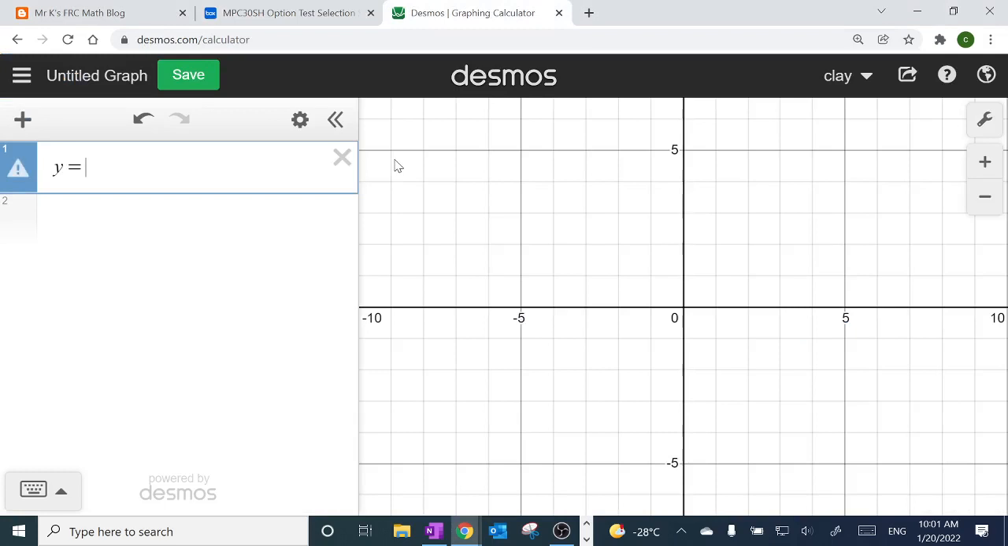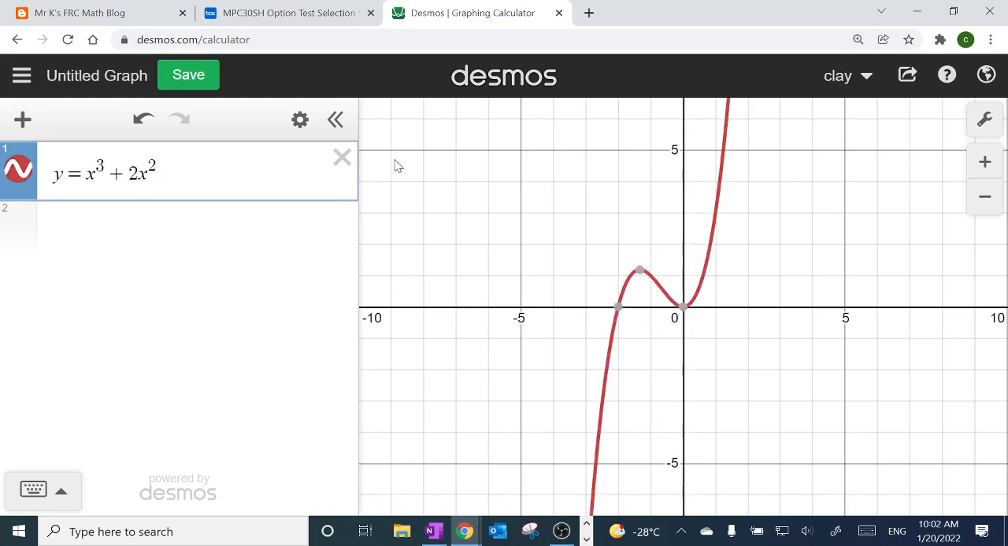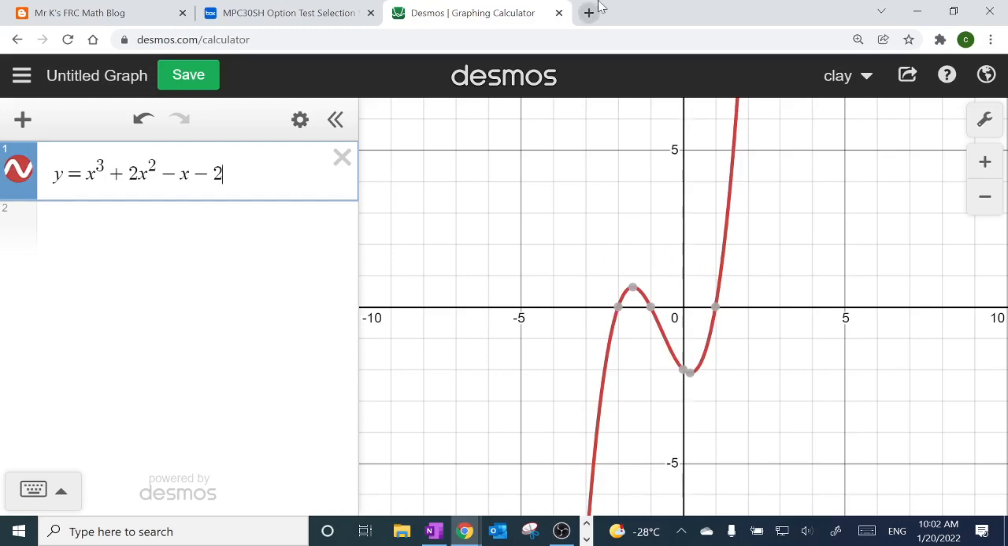So y equals, what was it again? It was x cubed. Was it minus 2x? Plus 2x squared. And then minus x? Minus x, and then was it plus 3 or minus 3? Oh, minus 2, I'm way off. And there we go. That's pretty good.